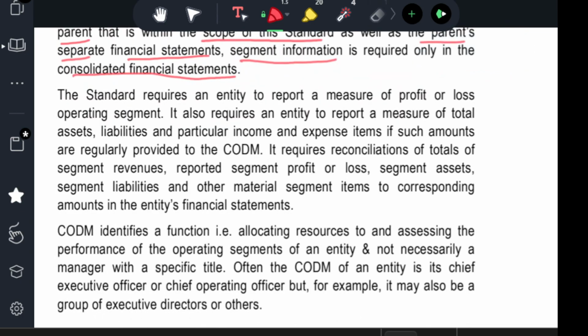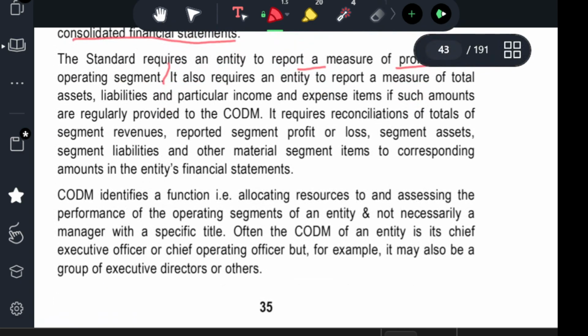The standard requires the entity to report a measure of profit or loss for each operating segment. So for each segment, what is the profit? For example, if you take SBI, they have different segments: insurance, banking deposits, foreign segments, forex, equity segments, cash markets, mutual funds, and pension funds. So there are various branches. For each segment, what is the receipt, what is the profit, what they get out of the receipt, should also be given segment-wise.